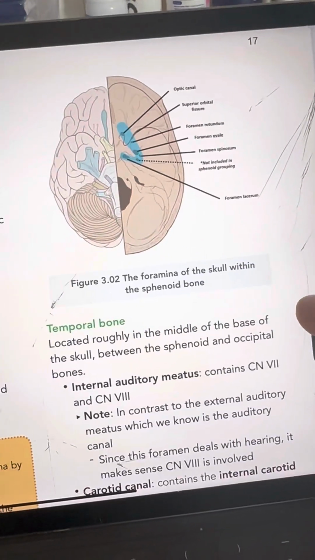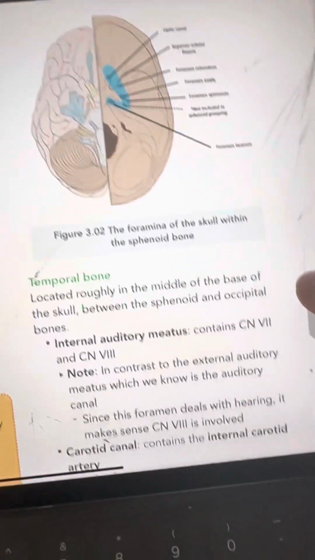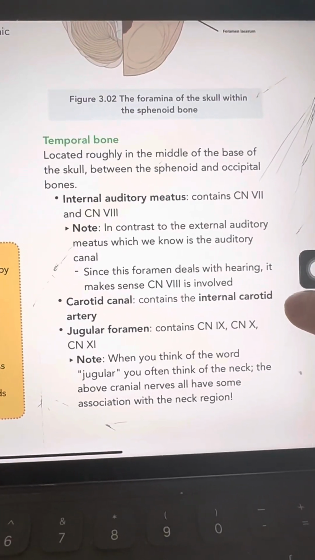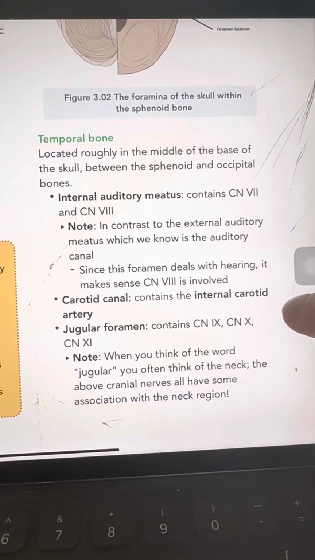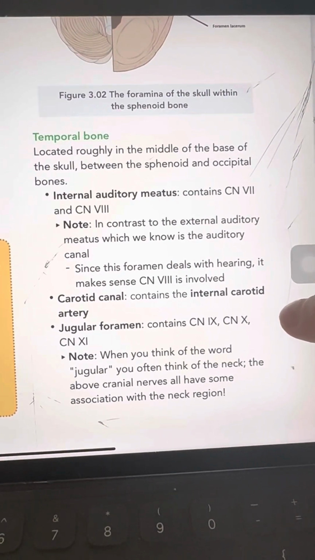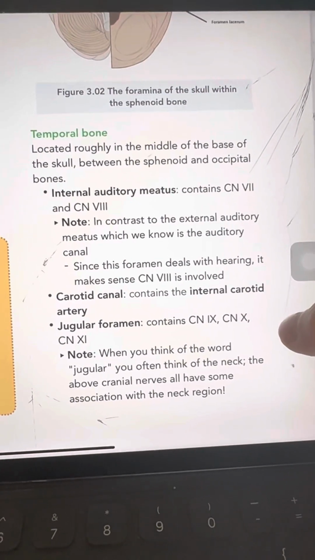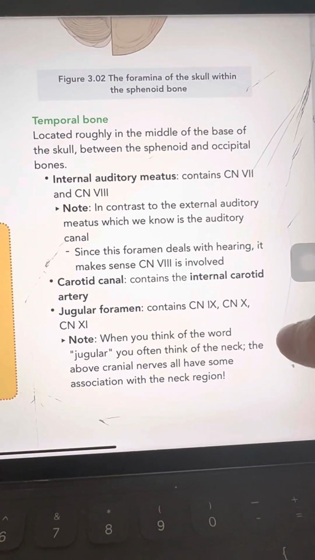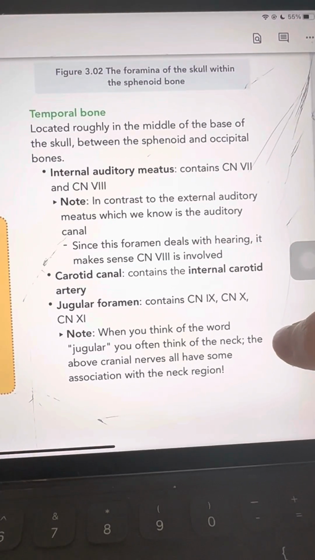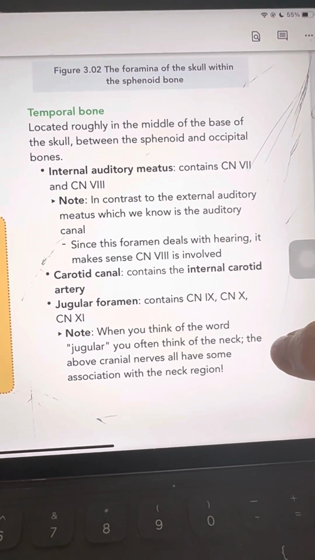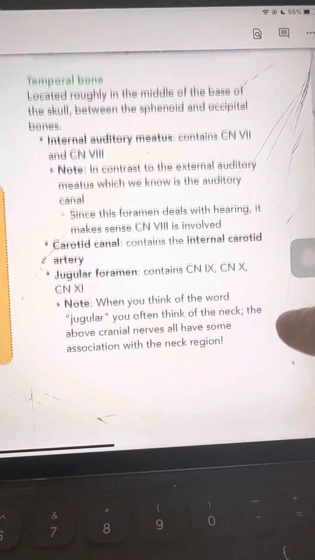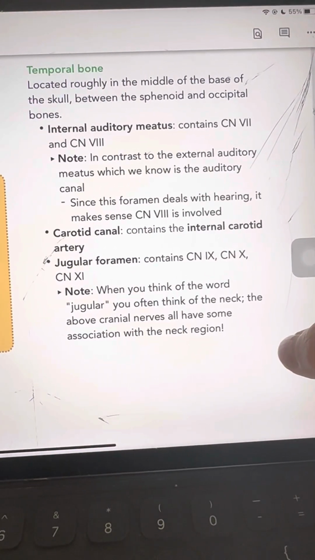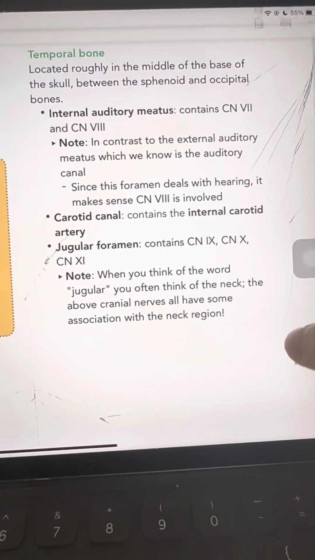The foramina of the skull within the temporal bone are located roughly in the middle of the base of the skull, between the sphenoid and occipital bones. Internal acoustic meatus contains CN7 and CN8. Note: in contrast to the external acoustic meatus, which we know is the auditory canal, since this foramen deals with hearing, it makes sense CN8 is involved.